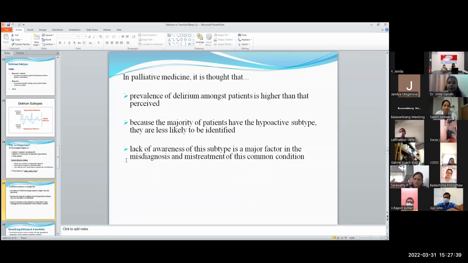Okay, so the prevalence of delirium is very, very high, much higher than it is perceived and much higher than it is diagnosed, because a majority of the patients have the hypoactive subtype. The hypoactive subtype is most often missed, mainly because there is a lack of awareness of this subtype. We only know that if there is agitation, there is delirium. But even if there is no agitation, it can still be delirium.